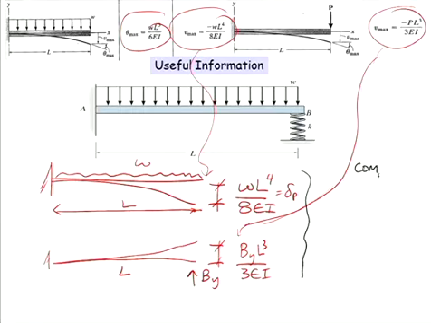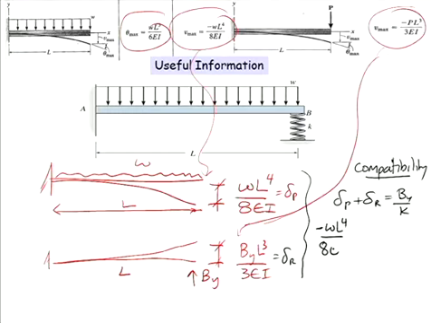So from compatibility, we said delta P plus delta R is equal to By on K. So I'm going to write here minus, and I better put a minus sign in front of that. That's a downwards. This is an upwards. And this movement here is a downwards movement. So, get that equation down.